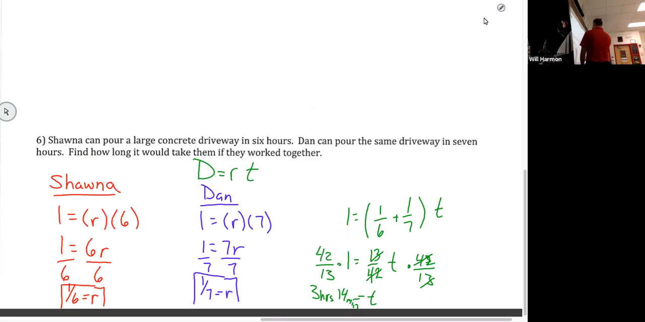So it takes Dan and Shauna 3 hours and 14 minutes to concrete the whole thing. These are the good problems. These are the problems I live for. I love these problems, Patrick. What? Who's Patrick? You're Patrick.